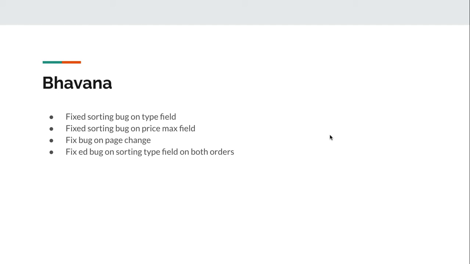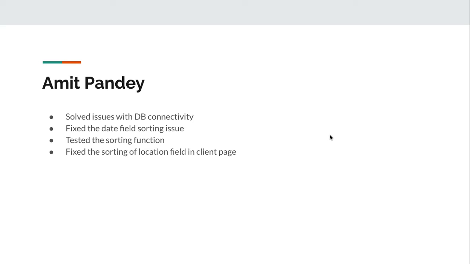Bhavna worked on the sorting bug for the type field, max field, and page change. She also did sorting for both the orders. Amit Pandey solved the issues with DB connectivity that had been faced in his system for a couple of times now. He fixed the date field sorting issue. He tested the sorting function and he fixed the sorting of the location field in client's page. So these were the things that were worked upon by every team member in this sprint individually.